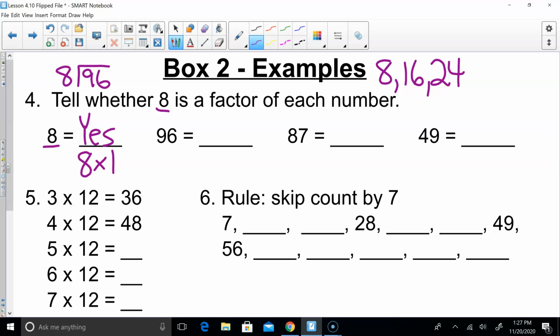If it comes out evenly, then we know it's a factor. If there's a remainder, then we know it's not a factor. So 8 can go into 9 once. 8 times 1 is 8. Subtract it gives us the 1.